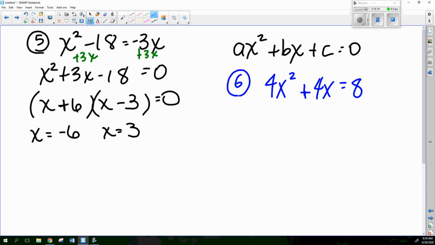Grady, what's my first step going to be? Get everything on the same side. And what am I going to do with that 8? Subtract it. And then just make sure we put it in the proper order. That 8 is actually going to go last because it doesn't have an x.